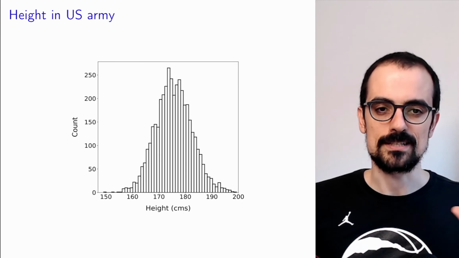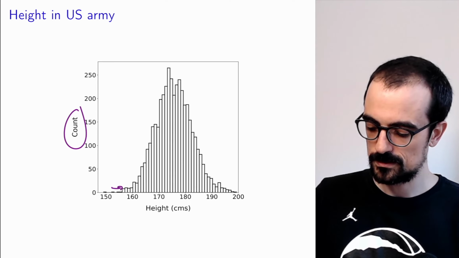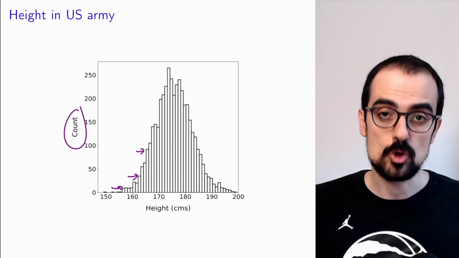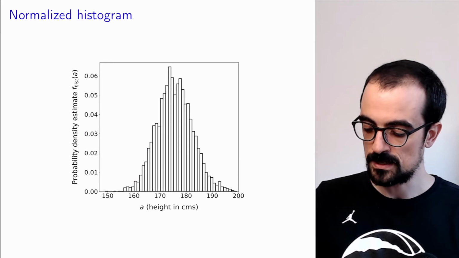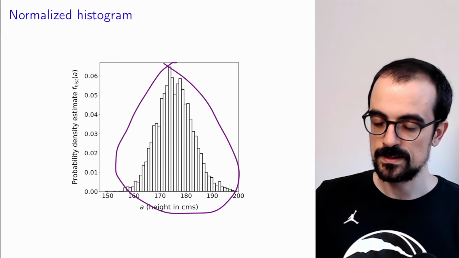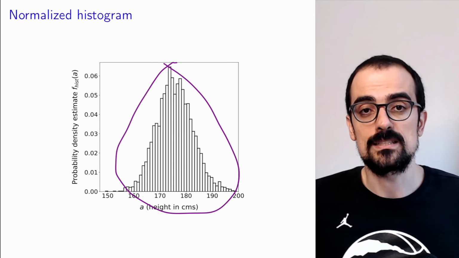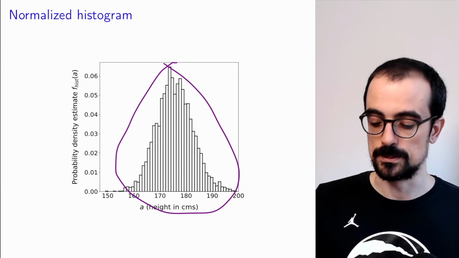Actually, this is the histogram just with the counts. So here we're just counting how many soldiers, in this case, end up in each bin. And now we have to normalize so that everything integrates to 1 and we have a valid PDF. So this is a valid PDF because if you compute the area under it, it's going to integrate to 1. And this gives us an estimate of the probability density, in this case of height in this population of people.